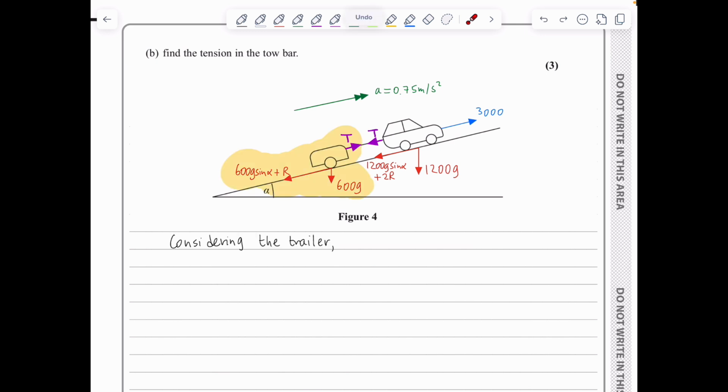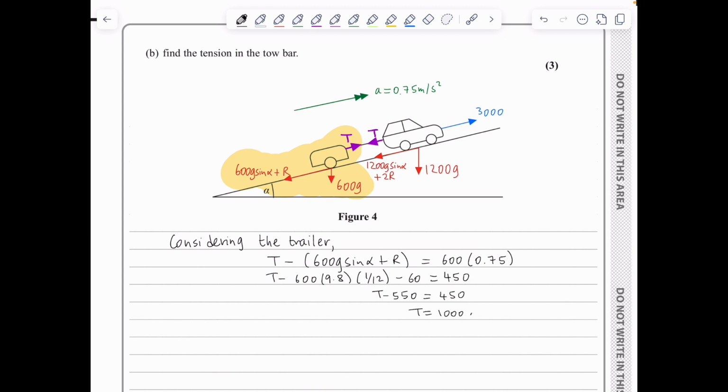So we consider the trailer, we've got forces acting upwards, which is capital T, minus forces acting downwards, which is 600 G sine alpha plus R is equal to mass of 600 times the acceleration of 0.75. So we're looking at T minus 600 times the 9.8 times the 1 over 12 minus R, which we found to be 60, so minus 60 is equal to 450, and therefore T minus 550 is equal to 450, which means that T is equal to 1,000 newtons.